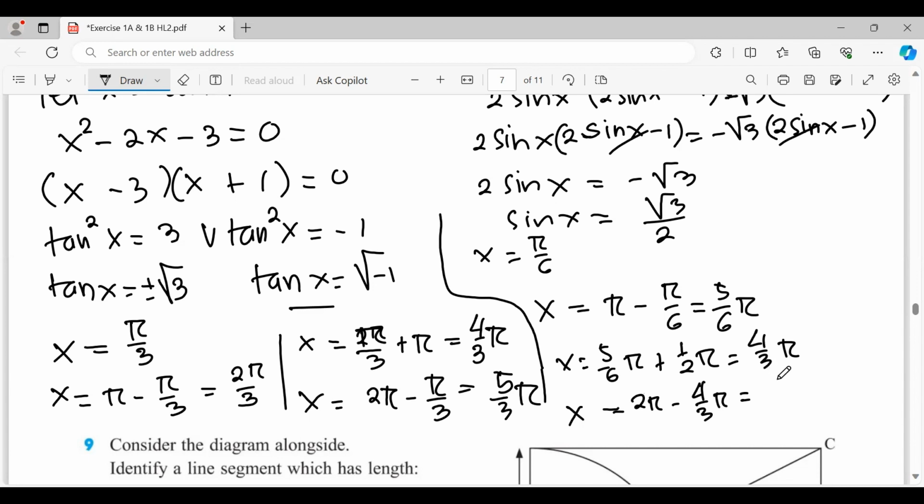So it's going to be 6. No, I mean it must be 5 over 6 minus 4. It's going to be 2. Oh, I think just now. But it's just now plus plus. Yeah.